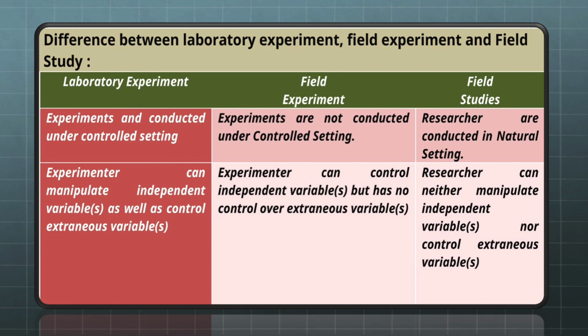Number two, the experimenter can manipulate the independent variable as well as control extraneous variables. I have told you the meaning of manipulation. In a field experiment, the experimenter can control the independent variable but has no control over the extraneous variables. He can control the independent variable a little bit, increase or decrease, but as far as the extraneous variables are concerned, he has no control in the field experiment, whereas in the laboratory experiment there is control over the extraneous variables. What is the situation in field studies on this dimension?